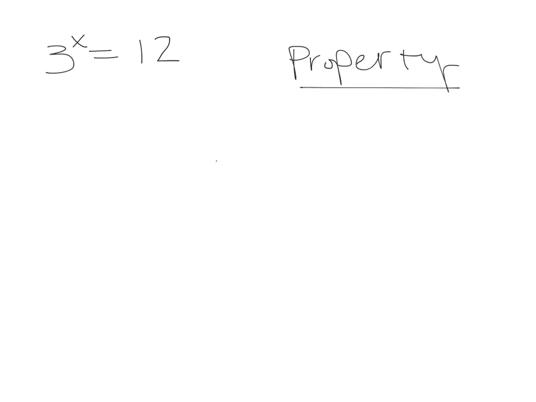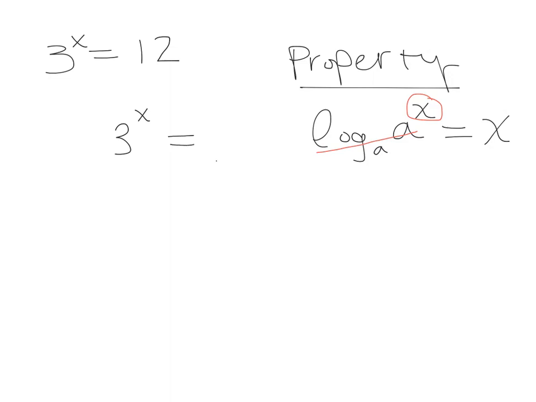Okay, so I know here that the log base a of a to the x simply equals x. What ends up happening here is this log base a gets rid of the base a, leaving us with just the exponent. So I'm going to rewrite this: 3 to the power x equals 12.